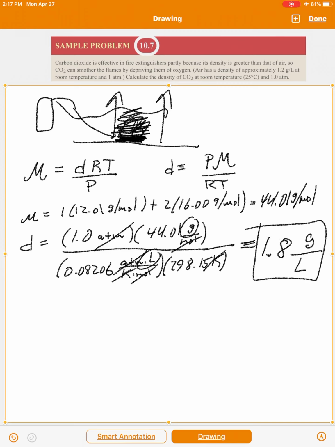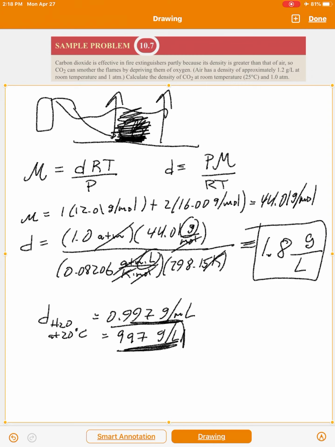And lo and behold, it is, right? Carbon dioxide is, in fact, more dense than air. Air is about 1.2 grams per liter, and carbon dioxide is about 1.8 grams per liter. Remember the density of water at room temperature? 0.997 grams per milliliter. That's per milliliter. So that would be 997 grams per liter. So liquid water is a lot more dense than carbon dioxide or air. It should be, right? It's a liquid.